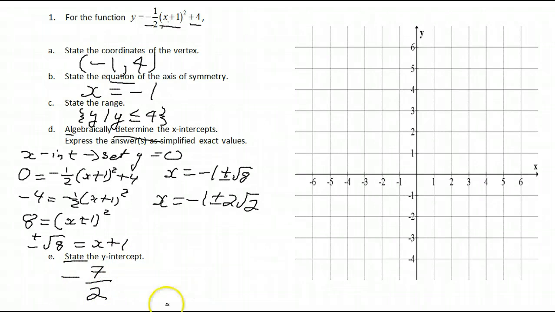And F down here, just off the page, says graph this, labeling at least 5 points. I think really what it means is to show 5 points. Let's start with the vertex: negative 1, 4.